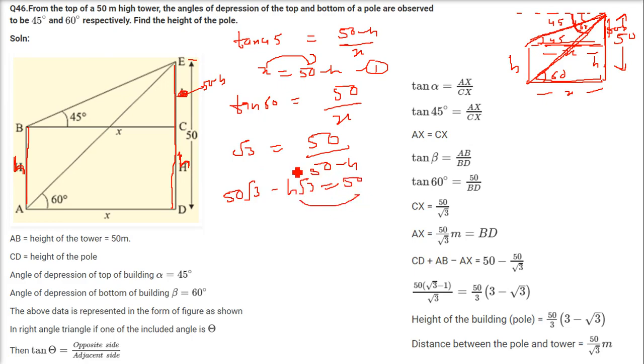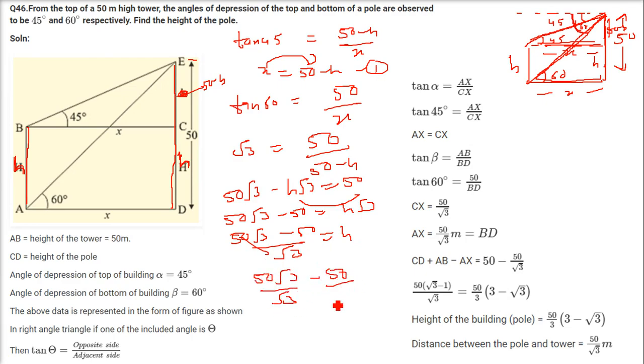So take h here and 50 bring it here. So 50 root 3 minus 50 will be equal to h root 3. Now I am bringing root 3 to the denominator. So 50 root 3 minus 50 by root 3 is the h. This will be 50 root 3 by root 3 minus 50 by root 3. This is going to be 1. So 50 minus 50 by root 3.